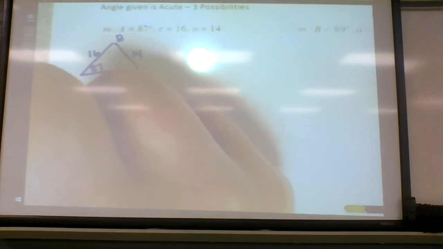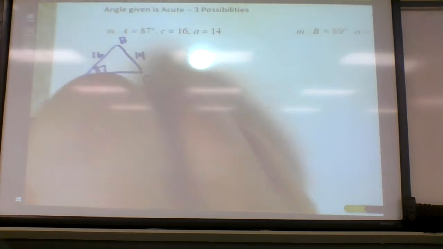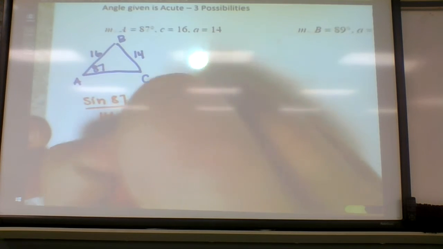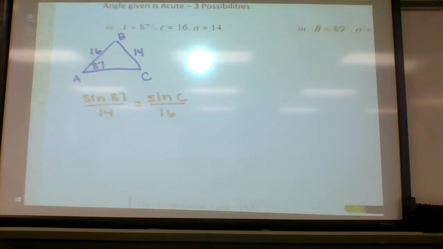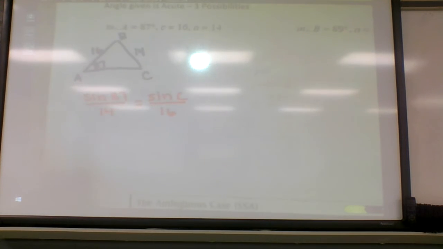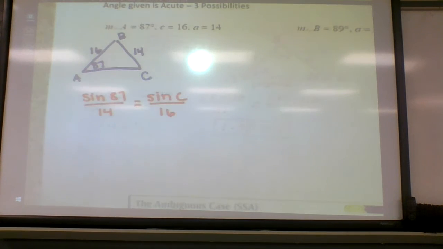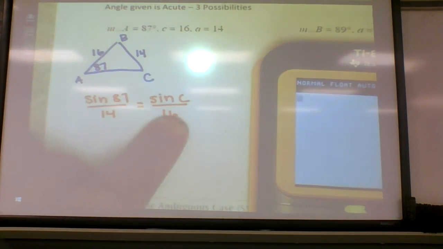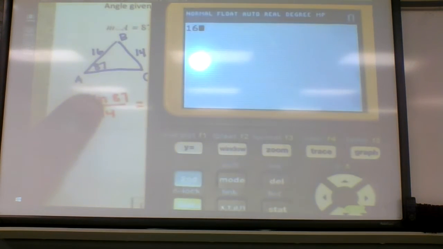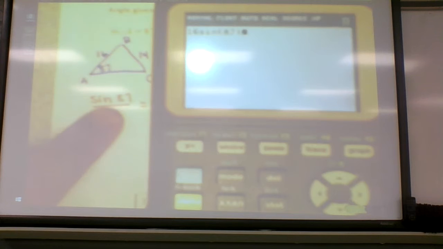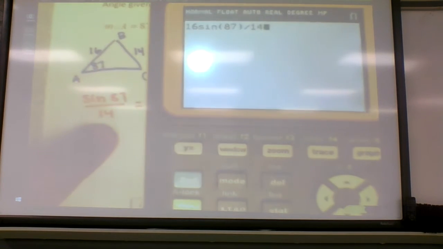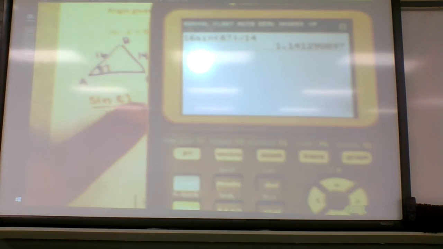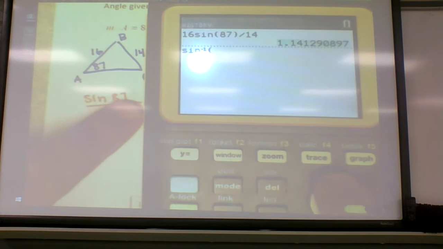Angle C. So we would say sine of 87 over 14 equals sine of C over 16. And solving for the missing angle is the same as solving for the previous missing angles, right? So in your calculator, you can multiply this over here. So we would say 16 sine of 87, make sure you close that parenthesis, divided by 14. And then to find the actual angle, you have to sine inverse this number.